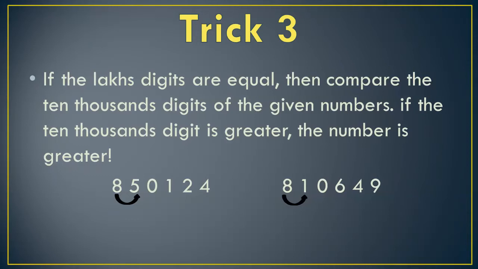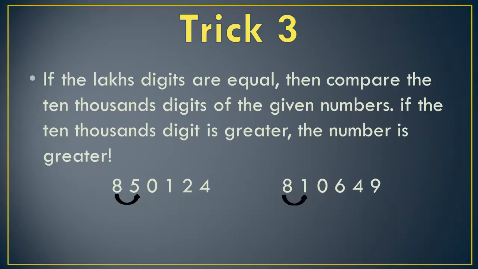Now we compare the lakhs digit. We see that the lakh digits are also the same. It is 8 for both numbers. So we move to the 10,000s digit, which is 5 here and which is 1 here. Now 5 is greater than 1. So 850124 is greater than 810649. So if the lakhs digits are equal, we move on to the 10,000s digits.